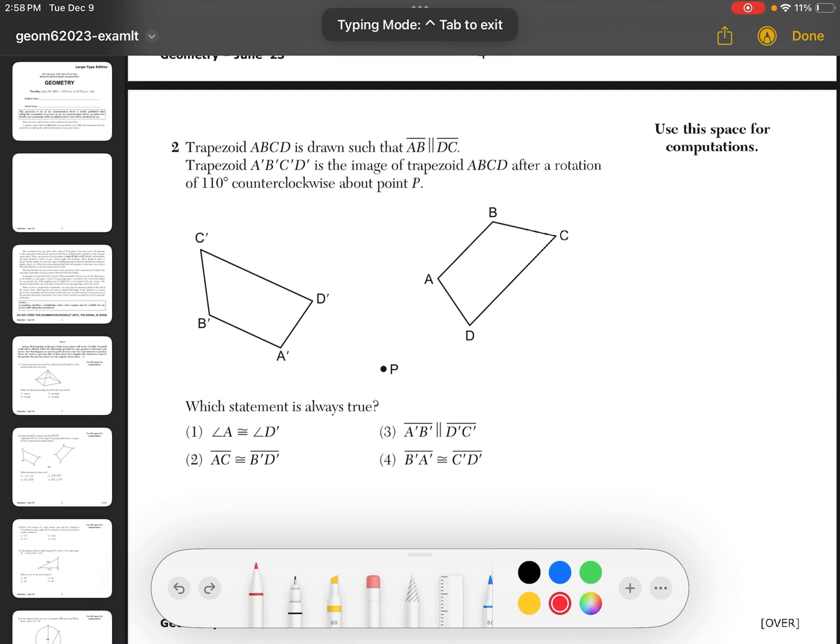The prime marks indicate that that's the resulting shape after whatever has happened. Which transformation is it? A rotation. What makes this a rigid motion is the fact that a rotation does not change the shape or the size of said trapezoid.